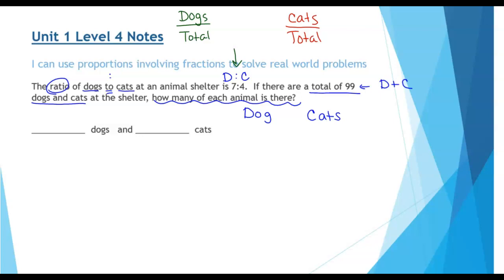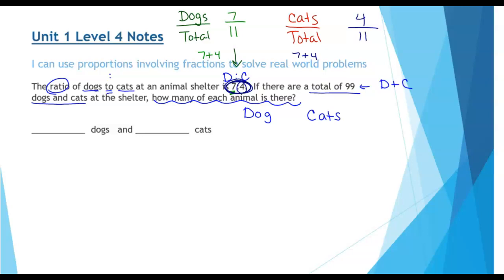So the dogs here, there's 7 dogs, not for every 4 animals in the shelter, but 7 plus 4. 7 plus 4 is our total, that's 11. So 7 out of 11 total animals are dogs. Now cats, the cats to the total, there's 4 cats for all the dogs and cats. So there's that 7 plus 4 again. So 4 out of 11 of these dogs and cats are cats.